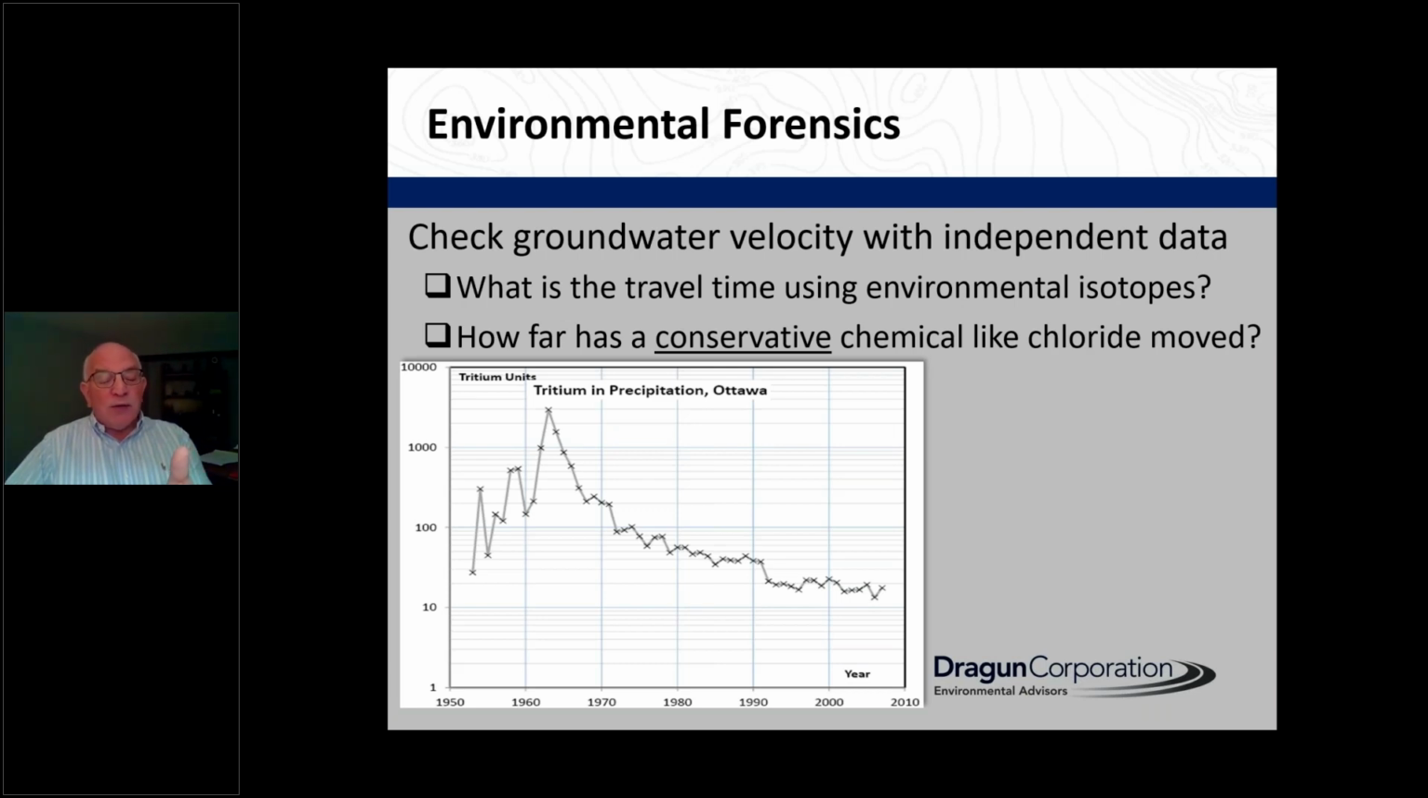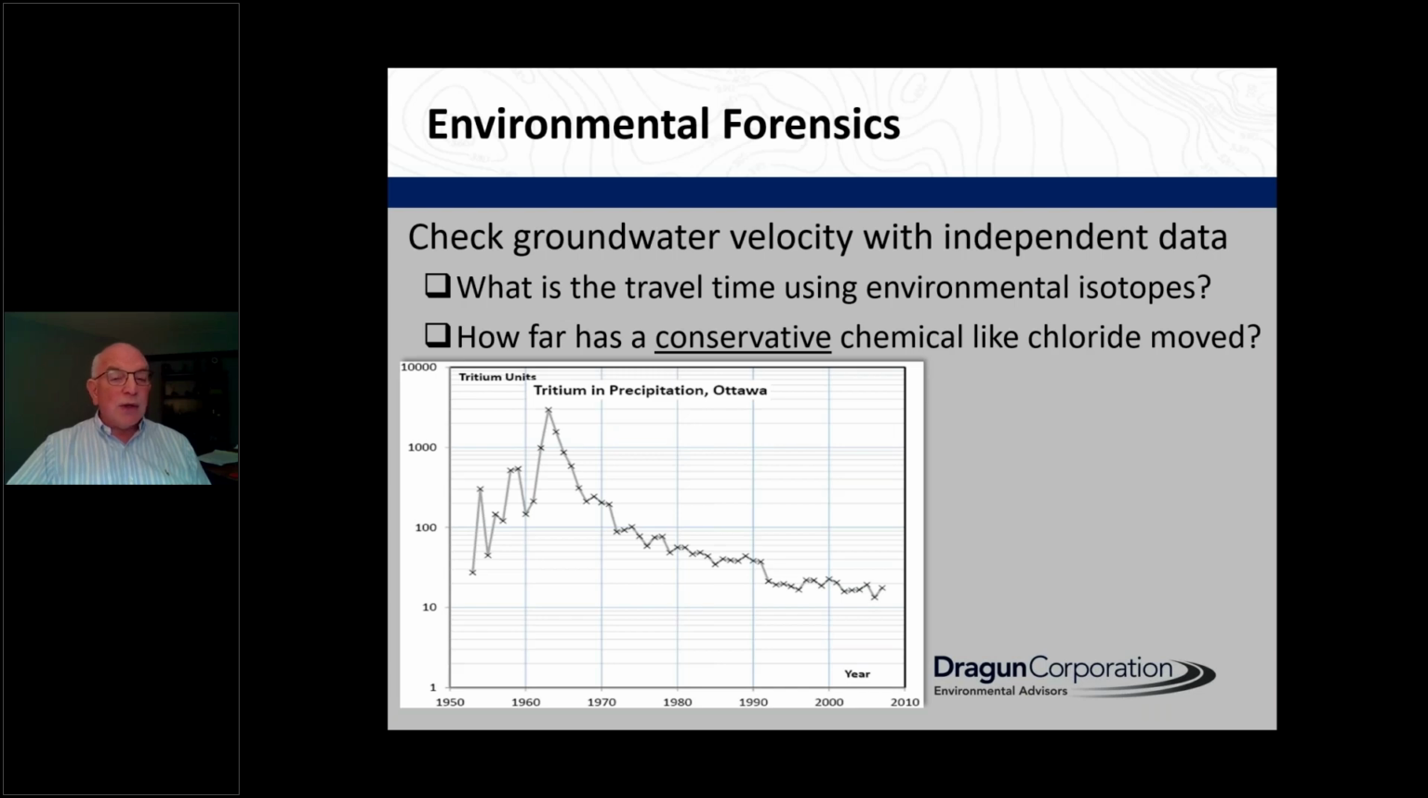So knowing this input function and the concentration in a groundwater, we can tell how old the groundwater is. So it gives us an idea of groundwater velocity without using Darcy's law. Another way is you can use a conservative chemical like chloride in a plume. Conservative chemical means that it doesn't react. It moves pretty much at the velocity of the groundwater.